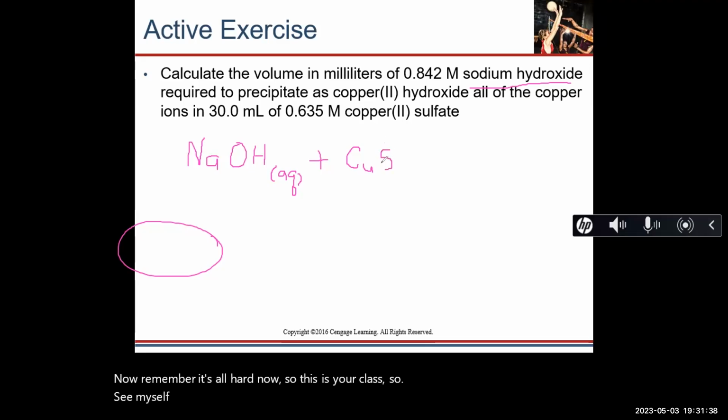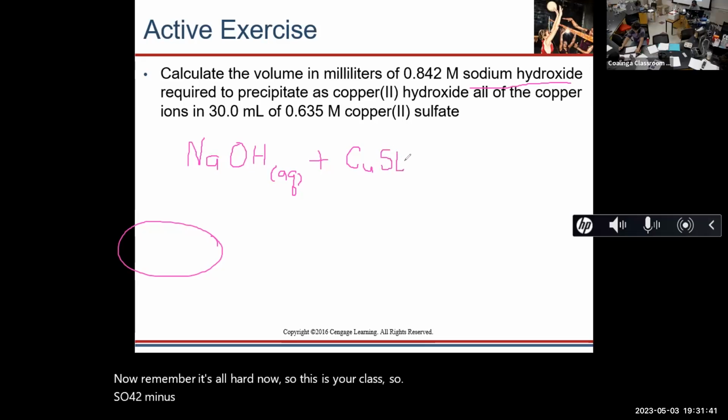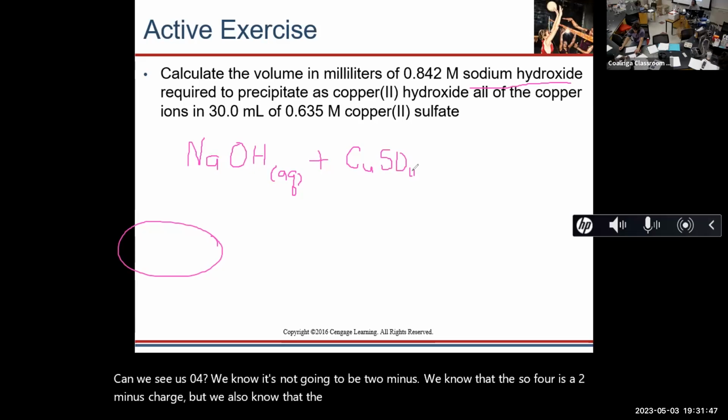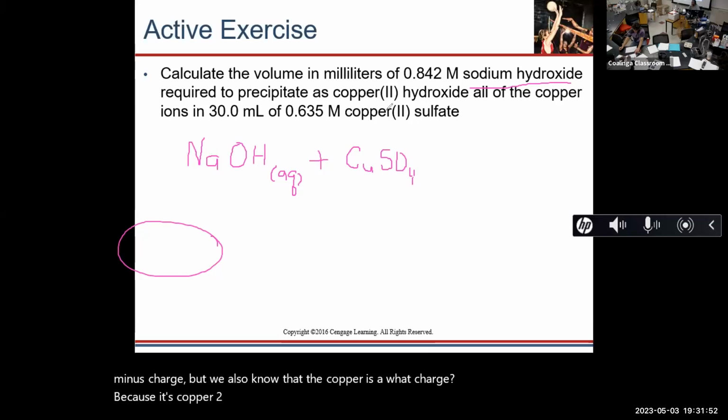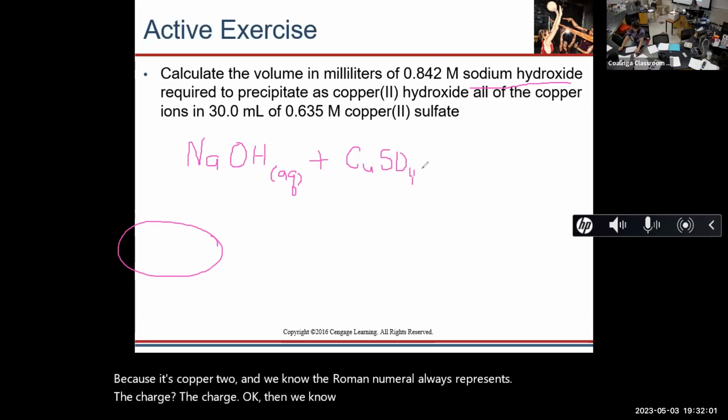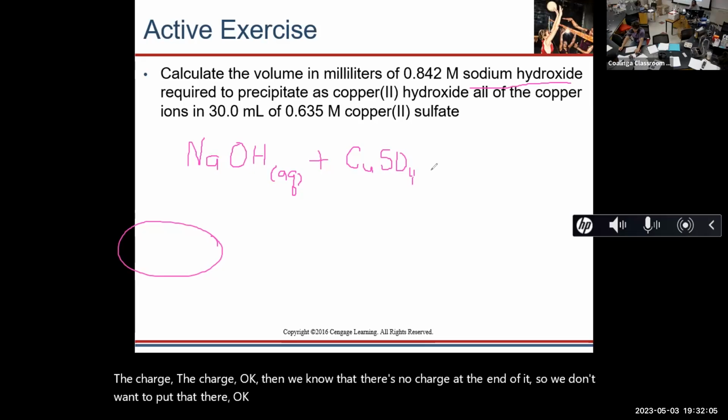CuSO4 2 minus? It's going to be CuSO4. We know it's not going to be 2 minus. We know that the SO4 is a 2 minus charge, but we also know copper is a what charge? Because it's copper 2, and we know the Roman numeral always represents the charge. Positive. Yeah. So then we know that there's no charge at the end of it, so we don't want to put that in. Okay. So we also know that this is a solution because they give us the molarity again. So we're going to put AQ.